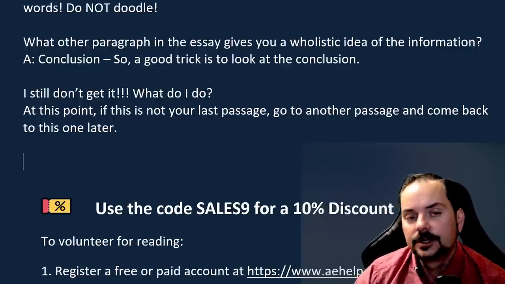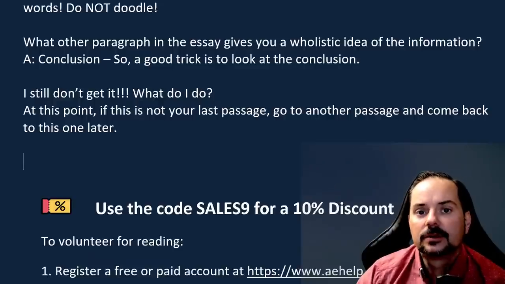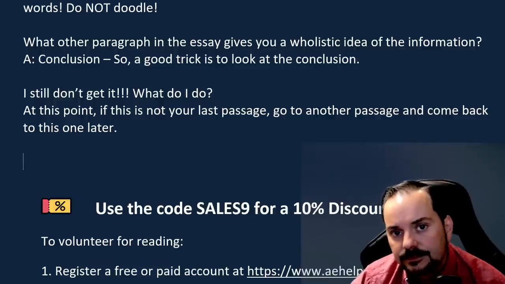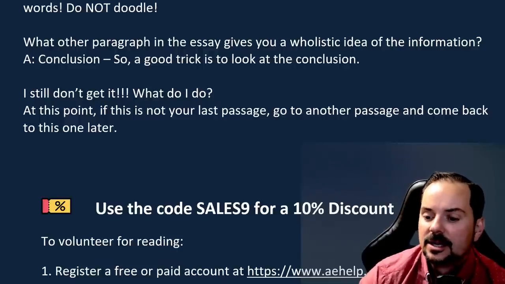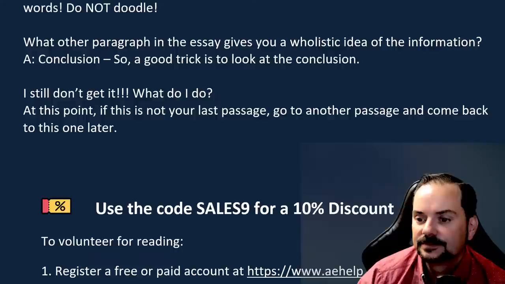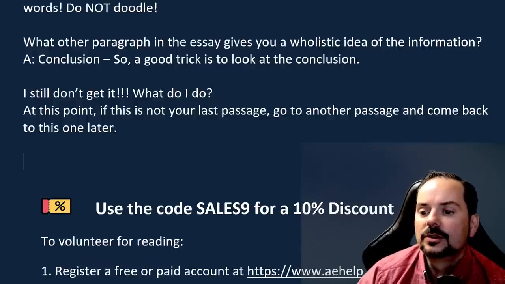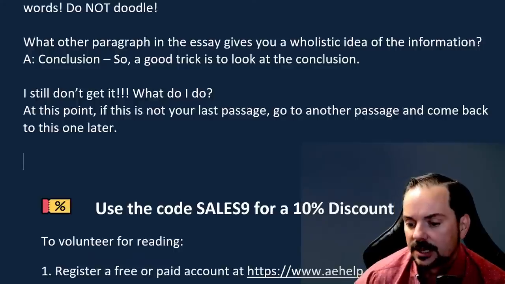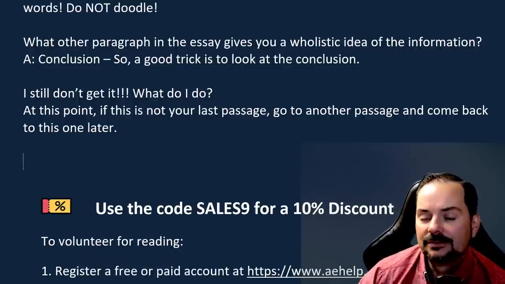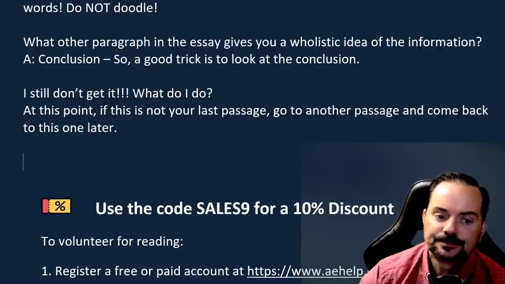If there aren't, then you want to continue reading, okay? But if there are, then go to a different passage and come back, okay? Pal7 said, I said this. Pal7, you said go to the next paragraph, not go to the next passage. Make sure you're communicating clearly. Okay, paragraph and passage are not the same.